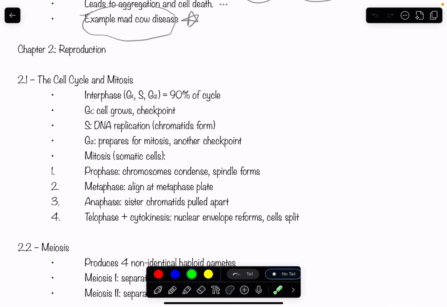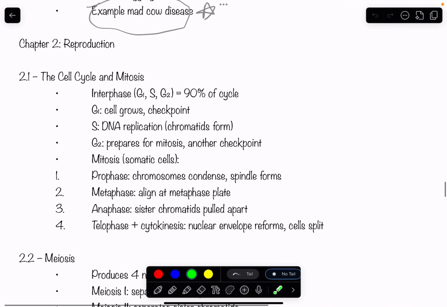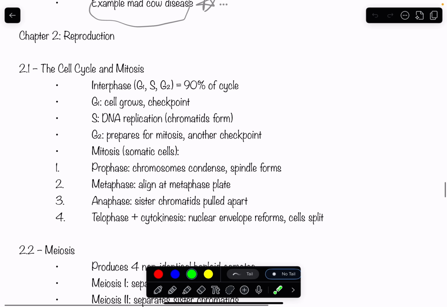Hey guys, so we're going to continue our discussion on biology by going over reproduction, and this is definitely some high yield content, so let's lock in. So we need to go over the cell cycle and mitosis, right?